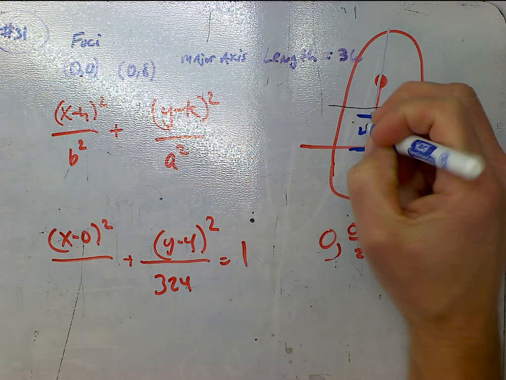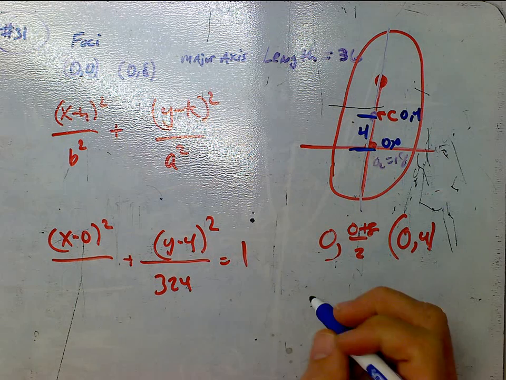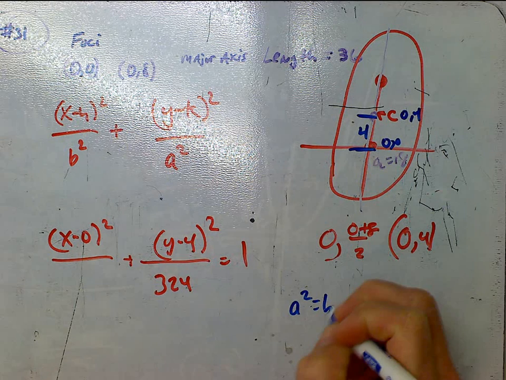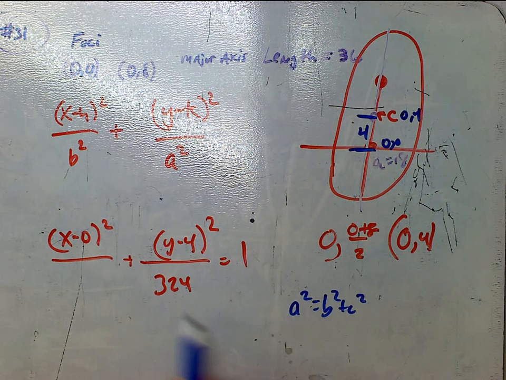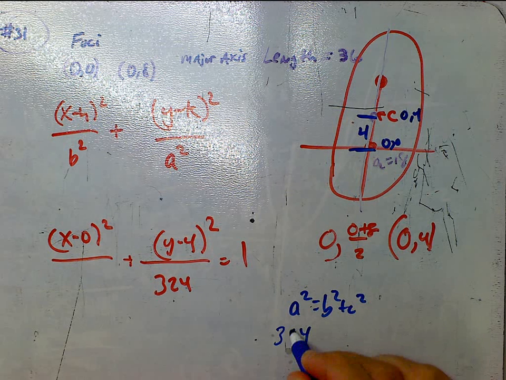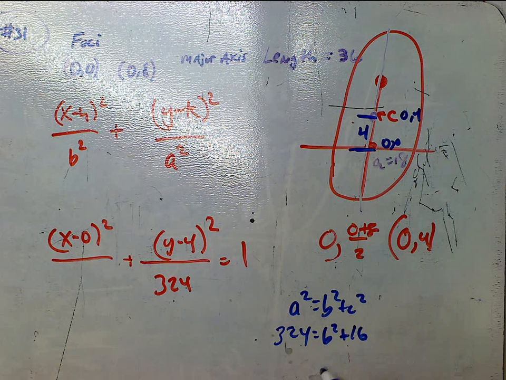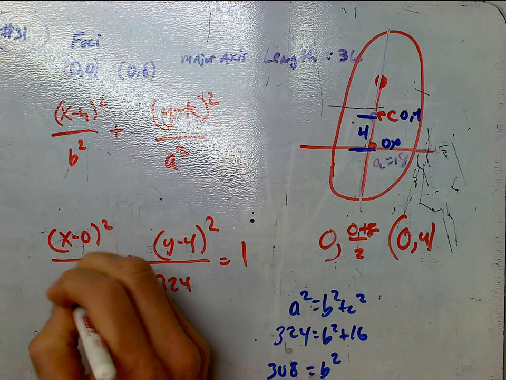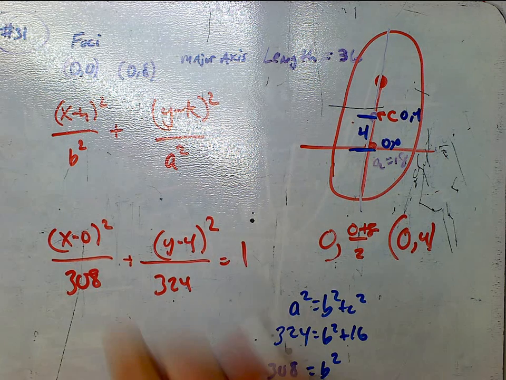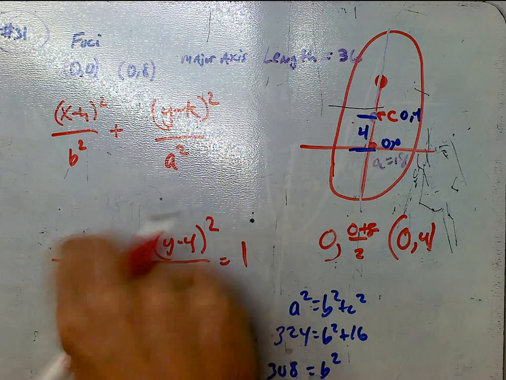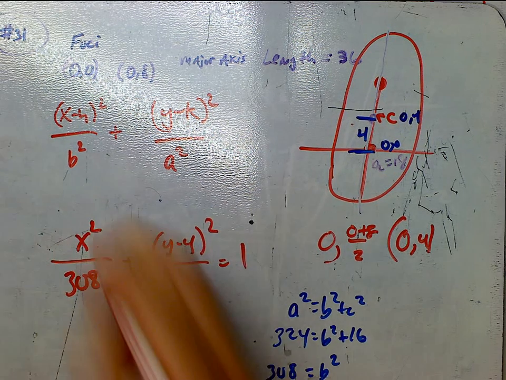So I'm going to use the formula a squared equals b squared plus c squared. A squared is 324 equals b squared plus c squared. If c is 4, square that to get 16. Subtract 16 to get 308. And I put 308 right here. And now to match the back of the book, x minus 0 is just x, and so I make it x squared. And there's how you find the equation of that one.